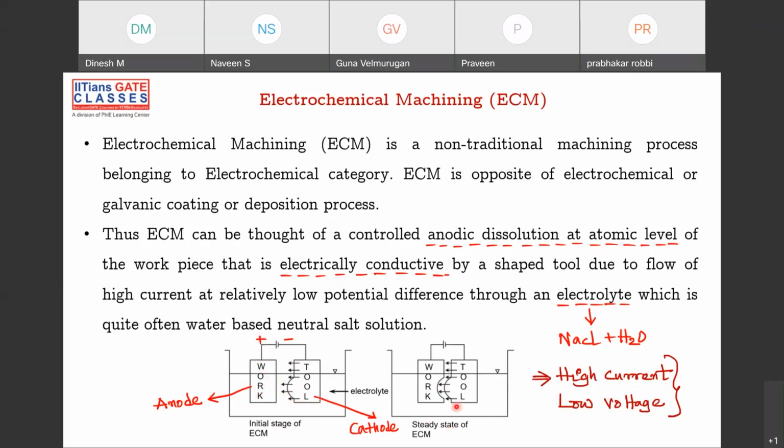Okay. So at steady state, you can see this kind of a shape is being formed out of the workpiece. And the important point that you have to note is that this process needs good current, high current, because the current has to be very high, only then these kind of chemical reactions can be ignited, and we should use low voltage. So please do remember, electrochemical machining is a high current and low voltage process. Okay, fine, let's move on.